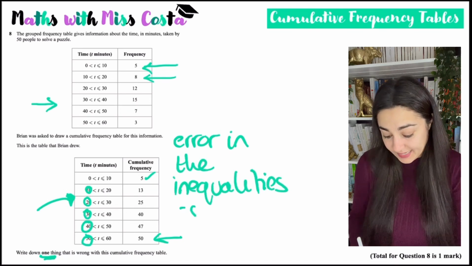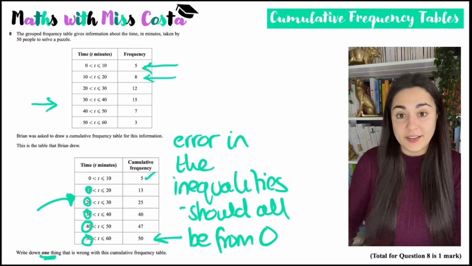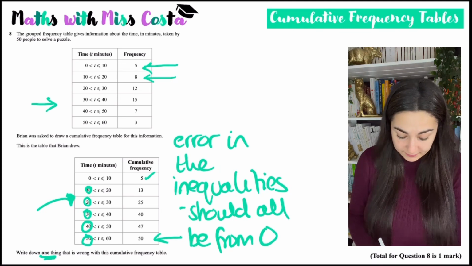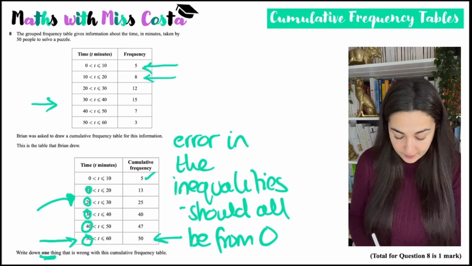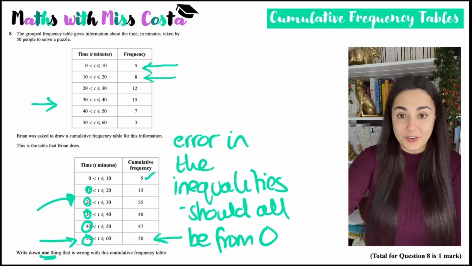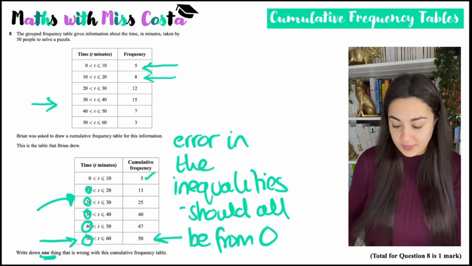They should all be from 0, because it's a running total. It's everything that's included up until now. So this final column should be how many people took between 0 and 60 minutes, because it's including everyone. Okay, so that's the main thing that's wrong with that over there.